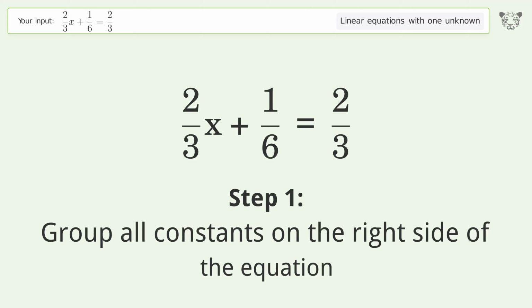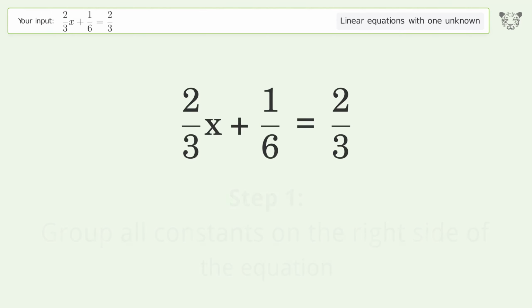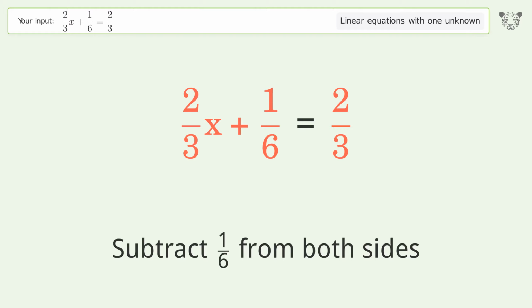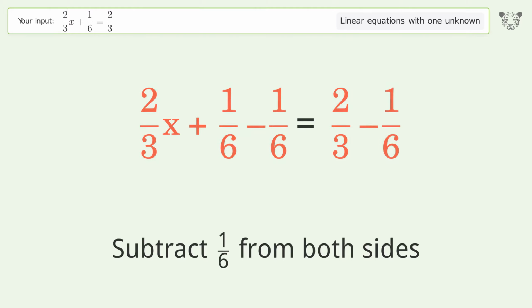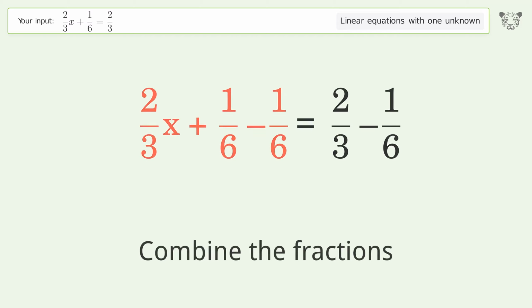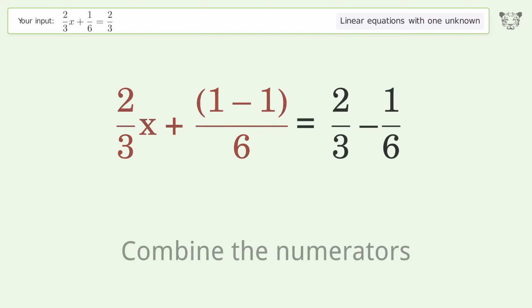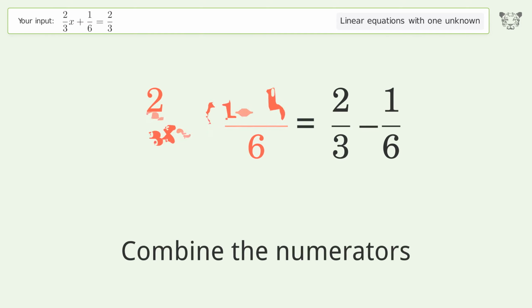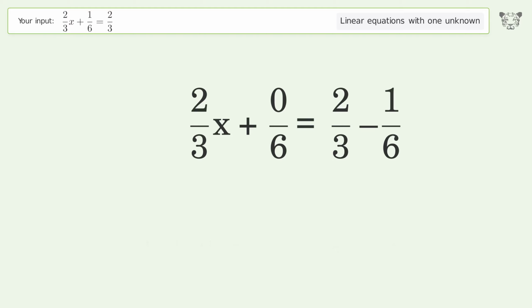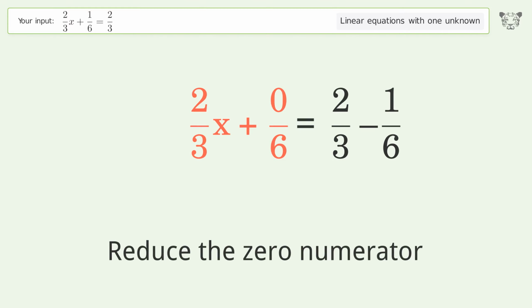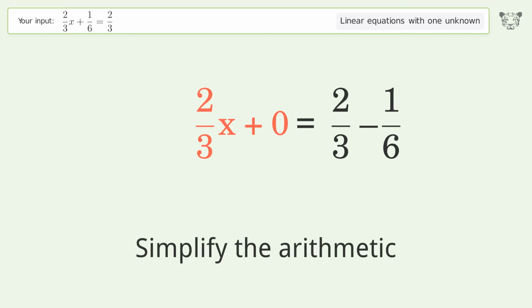Group all constants on the right side of the equation. Subtract 1/6 from both sides. Combine the fractions. Combine the numerators. Reduce the zero numerator. Simplify the arithmetic.